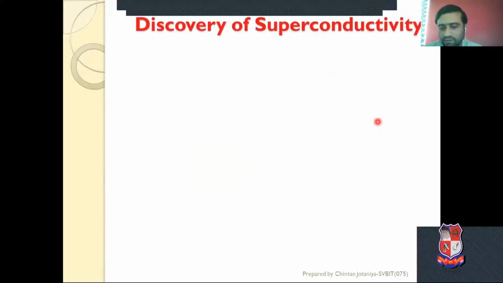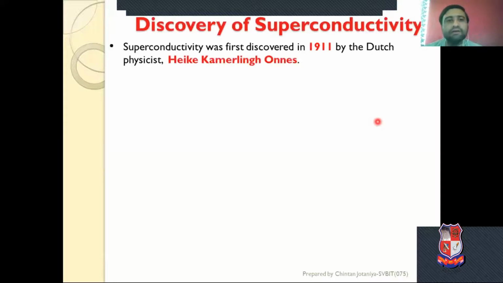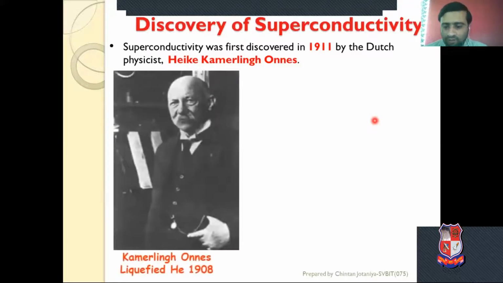Who discovered superconductivity? When we look at the discovery of superconductivity, the name is Heike Kamerlingh Onnes, the Dutch physicist who first discovered superconductivity in 1911. So the inventor of superconductivity is Heike Kamerlingh Onnes in 1911. So this is his picture.